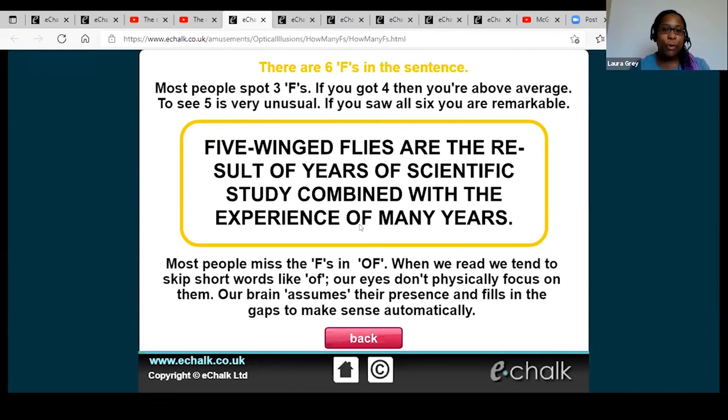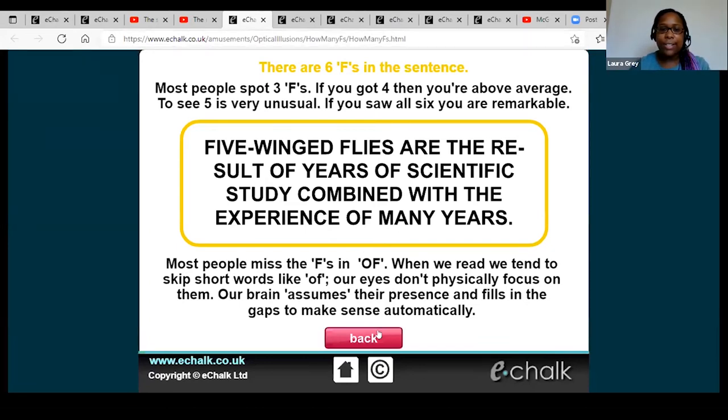So if you got 3 or 4 Fs, that's pretty average. If you manage to get 5 Fs, that's really quite good. And if you manage to catch all 6 of the Fs, so there's 1 in "of", there's 1 in "flies", there's 1 in "of" here, another 1 in "of" here, 1 in "scientific", and another 1 in the "of" down here. Okay, so there's actually 6 in there.